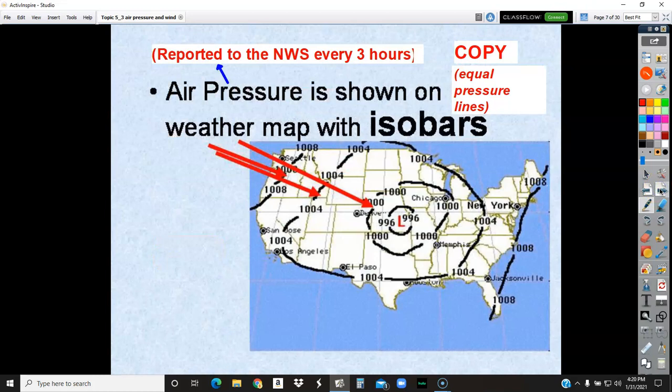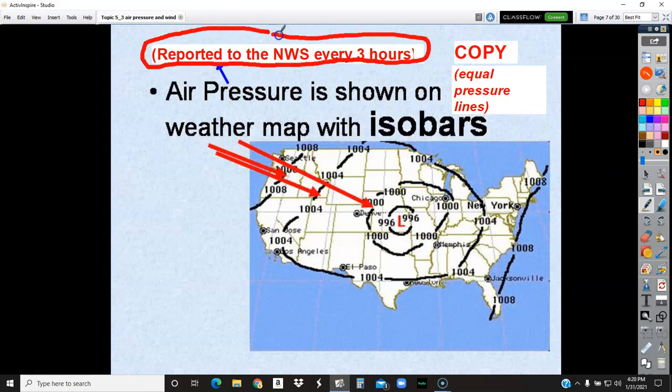Now, every major city across the United States is going to have a weather station. They are recording the pressure, and that pressure gets reported to the National Weather Service every 3 hours. It's all done digitally now with computers. So every 3 hours, cities around here like Poughkeepsie, Albany, New York City, Buffalo, and Syracuse upload their data to the database at the National Weather Service, and all that information goes into the computer, and the computer is able to draw isobars automatically.